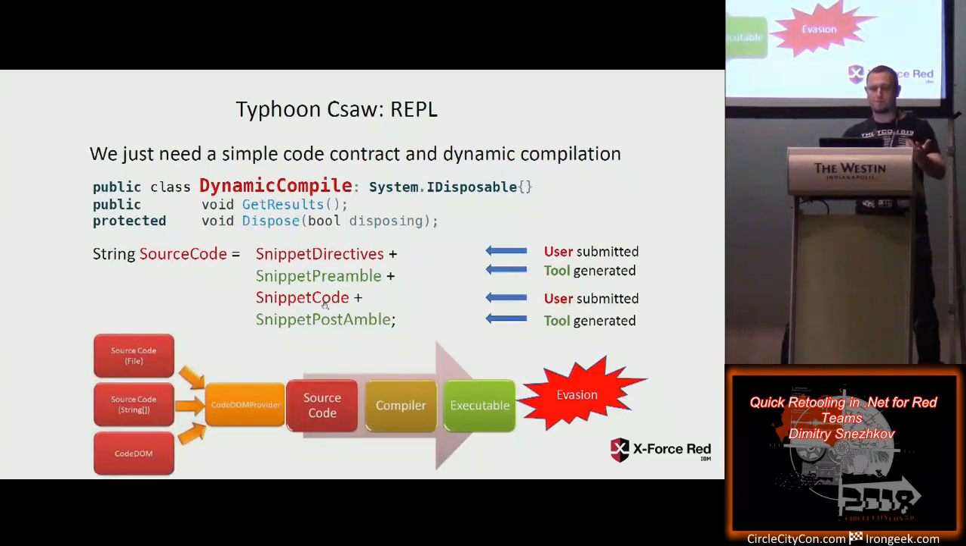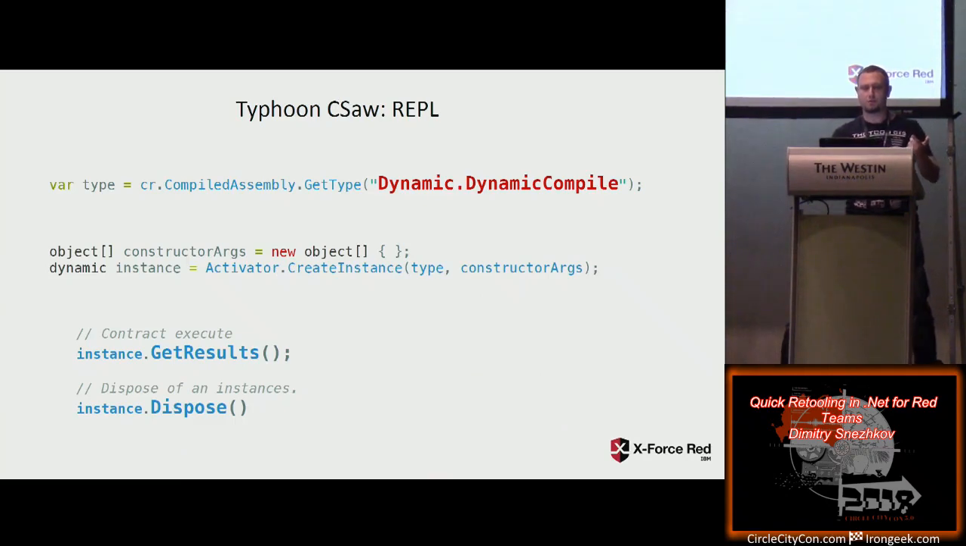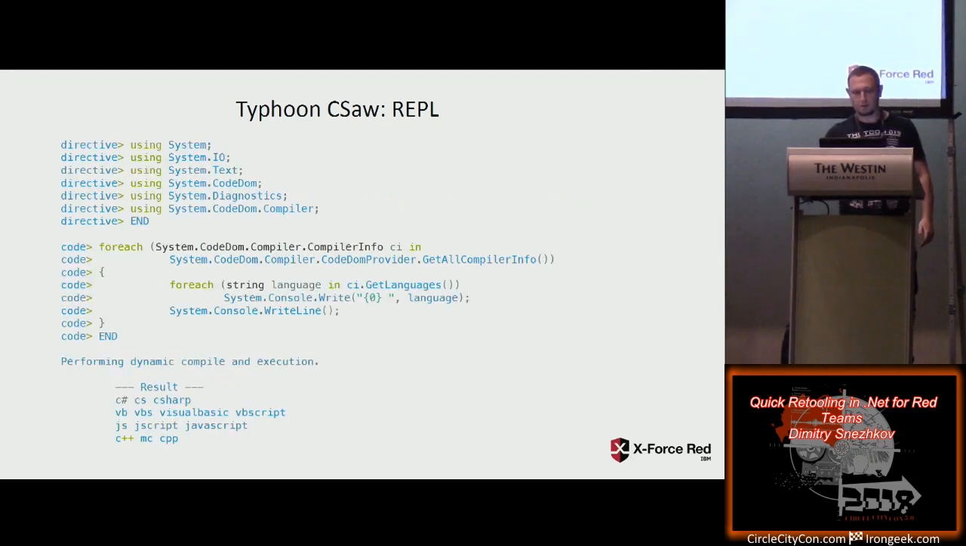So we're dynamically compiling. We talked about a contract, right? In order for us to do REPL, we should be able to get some results out of the things that we compile. So our code adheres to just two API functions: get results and dispose. Dispose is there so we don't leak memory and we can iteratively do REPL. And so what you get is a REPL where you paste your directives, using System.IO, whatever the case may be that you're trying to invoke, and then the actual code that you're executing. In this example, you're just listing providers on the system. All of that is interactive, right?